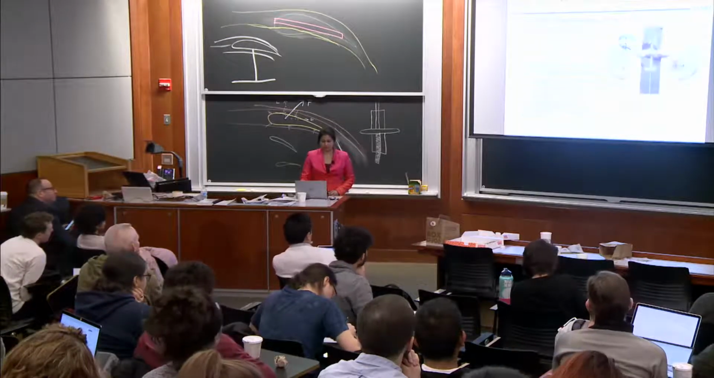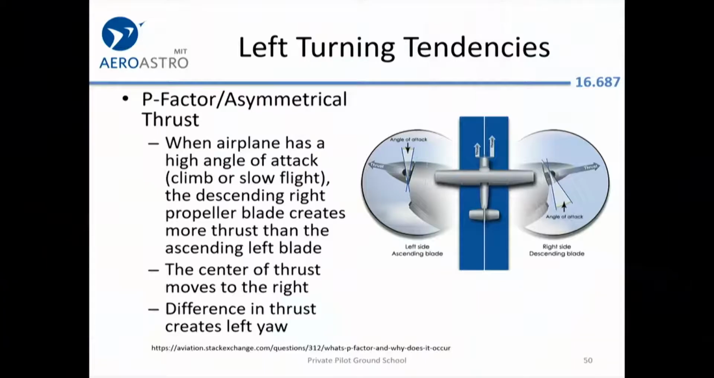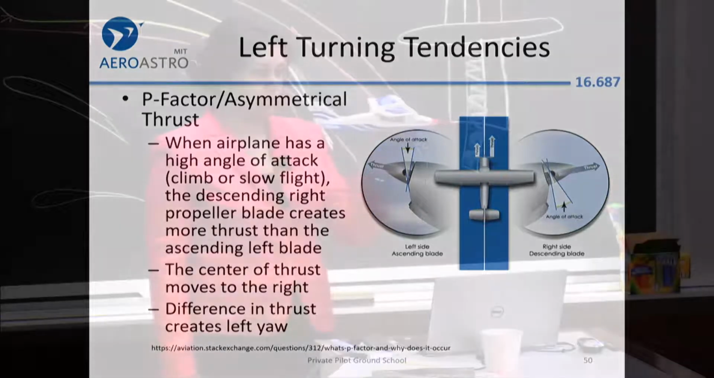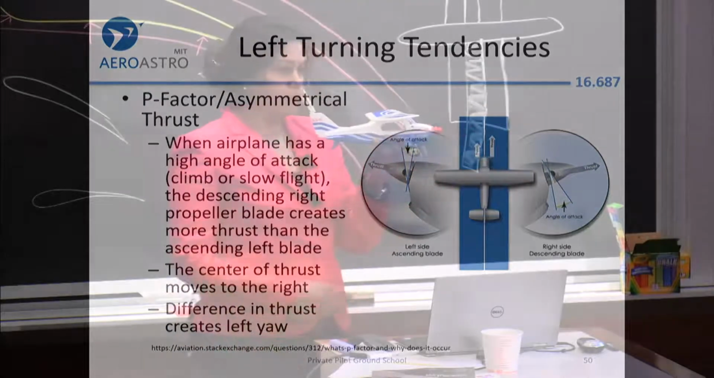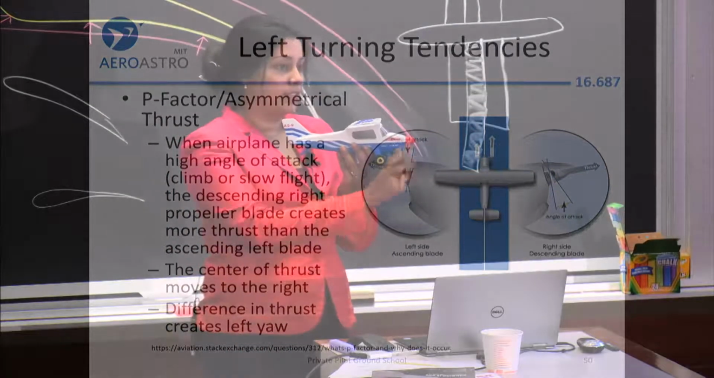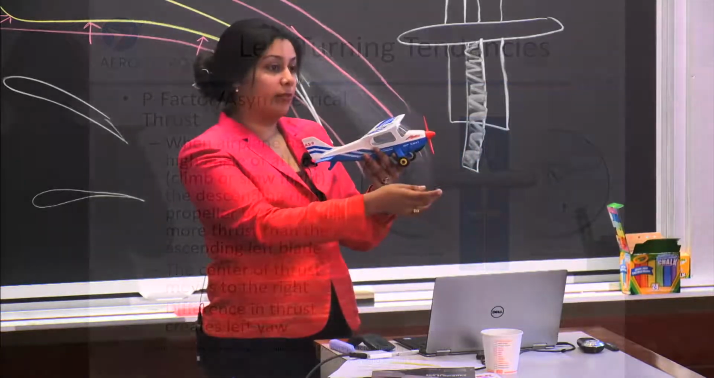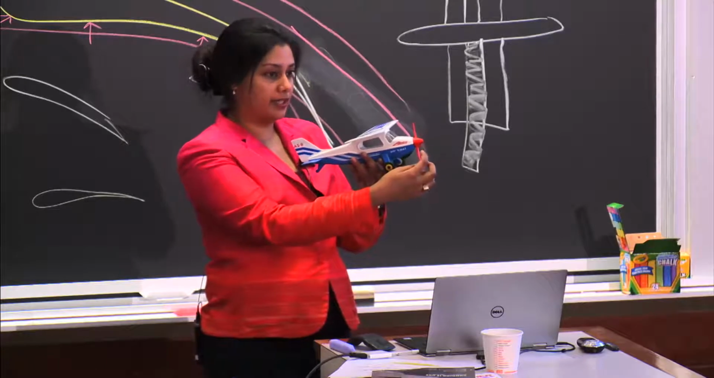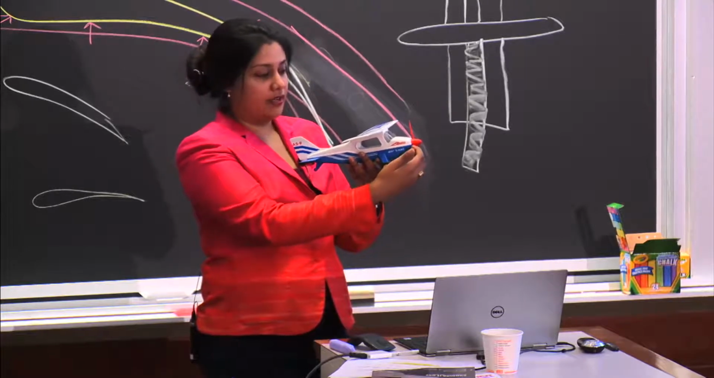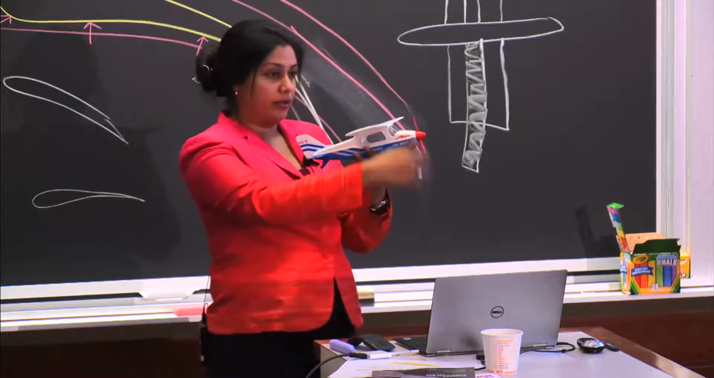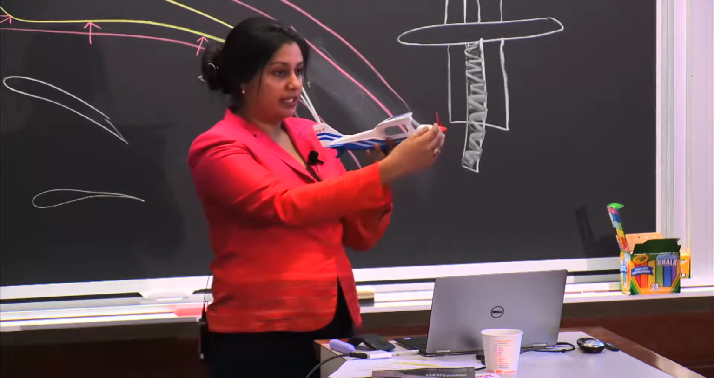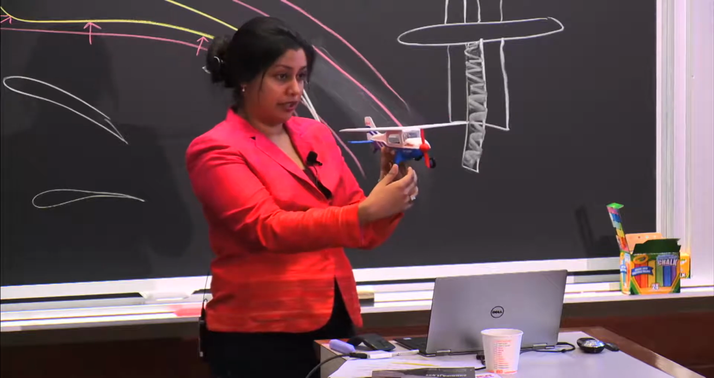Sure, so let's go back to P-factor. What we're talking about is the difference in the center of thrust. When you're straight and level, the thrust is just forward. But when you're in a high angle of attack, the right blade is generating more thrust than the left blade. So the center of thrust is slightly to the right. Because it's to the right and not up or down, it wouldn't cause a pitch up or down. But since it's to the right, that's why it's causing the yaw action.